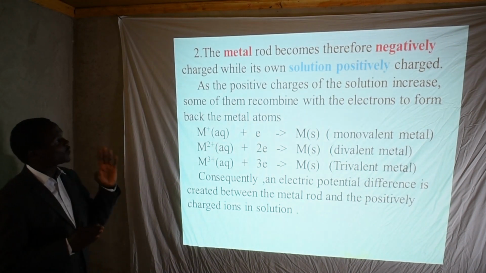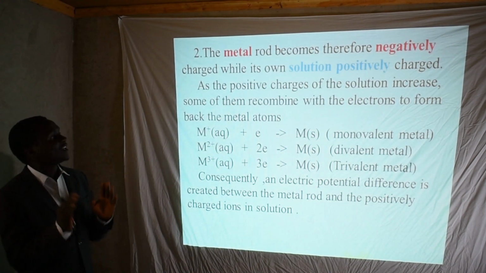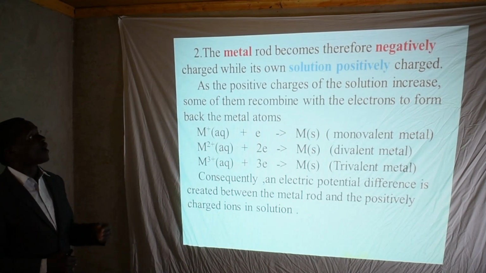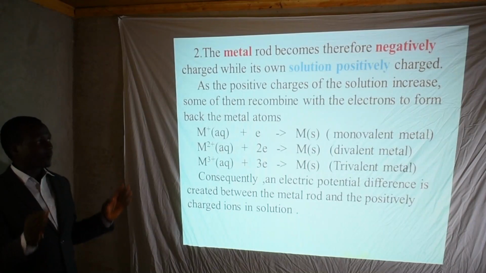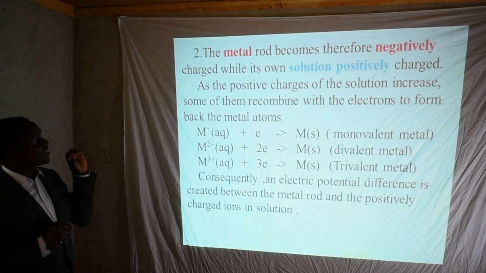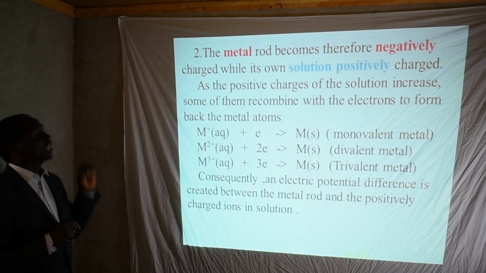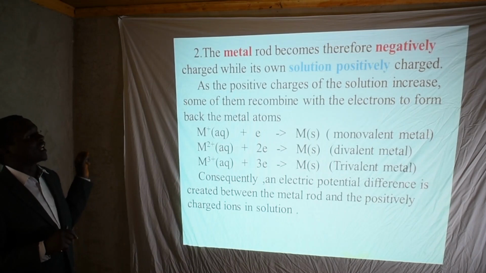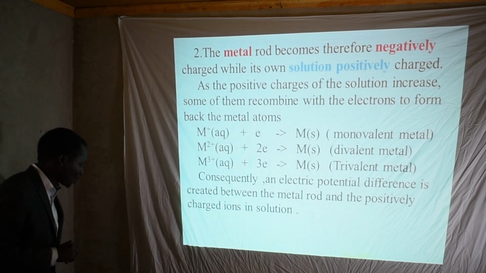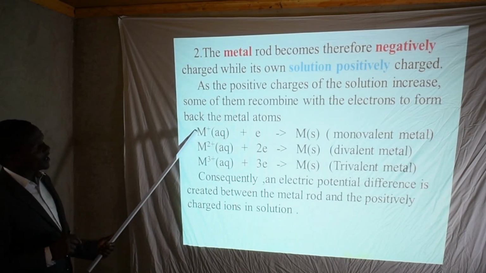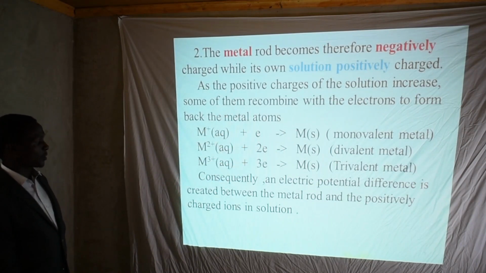This one becomes negatively charged, while its solution becomes positively charged, because now ions, they are positive, move into the solution. The electrons, which are actually on the surface of the metal, become negatively charged. As the positive charges of the solution increase, some of them recombine with the electron to form back the metal. So at the end of the day, maybe this one will combine back to form the same metal.